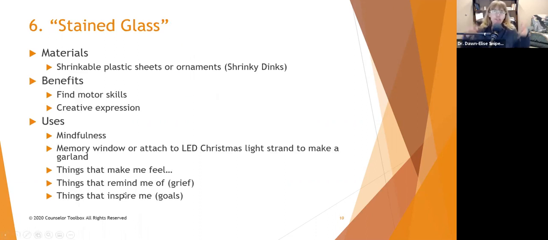Stained glass, and I use the term in quotes because making actual stained glass is intensive. There's lots of MSDS things that you need to worry about if you're working with clients and yada yada. Shrinky dinks are much easier, and that's shrinkable plastic. I think there are a few generic ones out there, and you can just get the sheets now. You don't have to get the ones that are already drawn in ornaments, but you can.